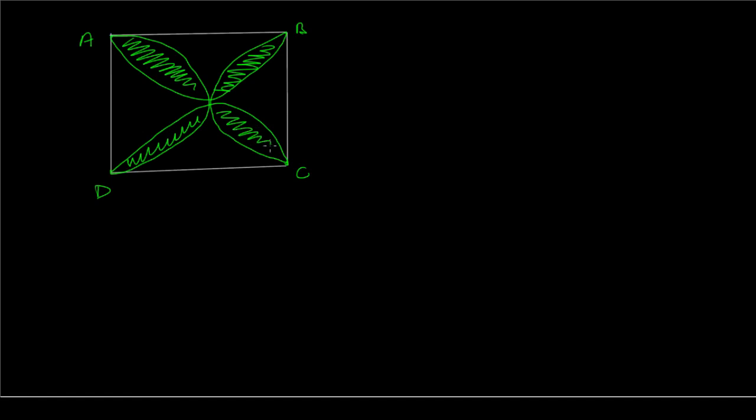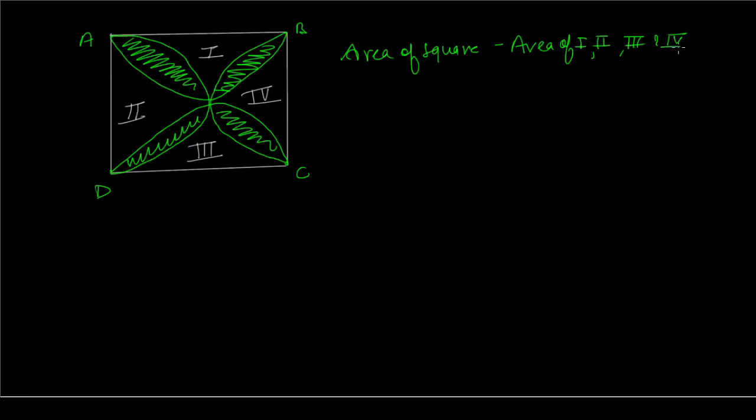So here understand one thing. If you mark these regions as 1, 2, 3 and 4, can we say that if from this square I have removed these 1, 2, 3, 4 regions, I will get the area of the shaded design, right? So area of square minus area of 1, 2, 3 and 4. So if I remove the areas of these 4 regions from the area of the total square, I'll get my area of the shaded design, right? That's it. So how do we do that?